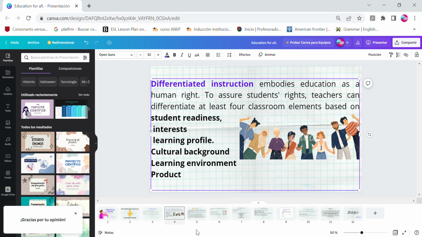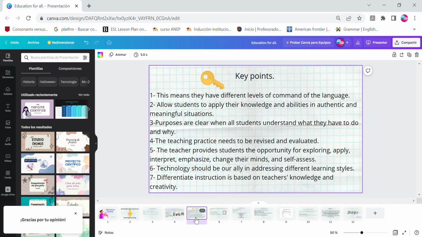Those approaches, differentiated instruction and backward design, work together. And according to Tomlinson and McTighe, these two approaches not only can work together, but should work together, because it's a team for success. And I agree with that. And here you have 7 key points, let's say, about how these approaches can work together.